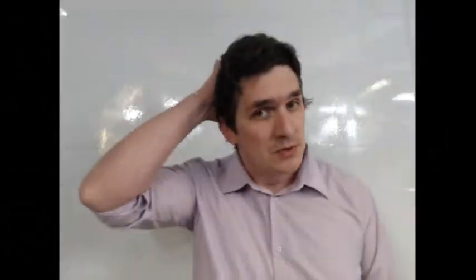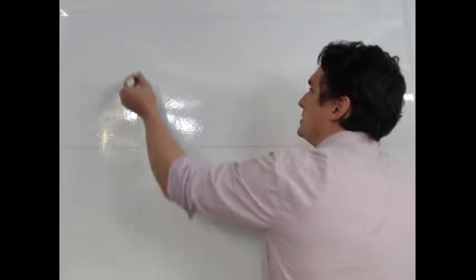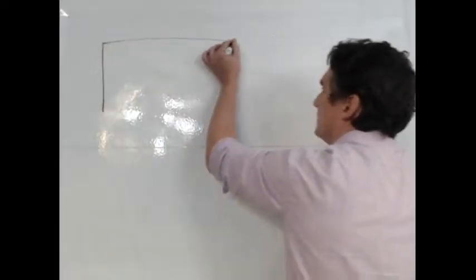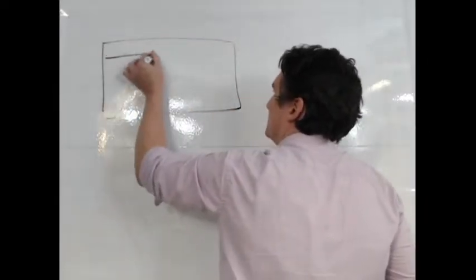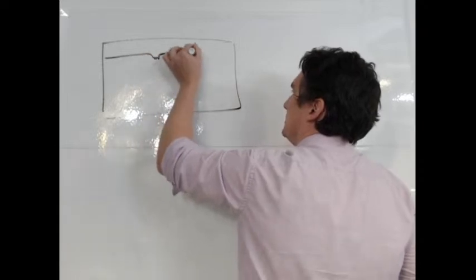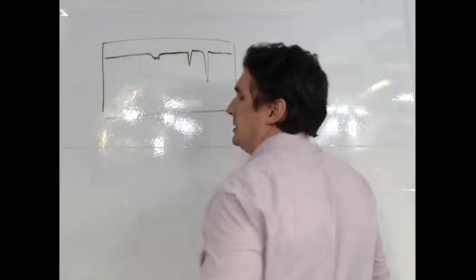All right, got a few questions regarding the Organic 1 homework. First one being question 55. Question 55 gives you an IR spectrum, and we're just going to crudely draw it out here. It asks you which compound corresponds to this particular IR spectrum.